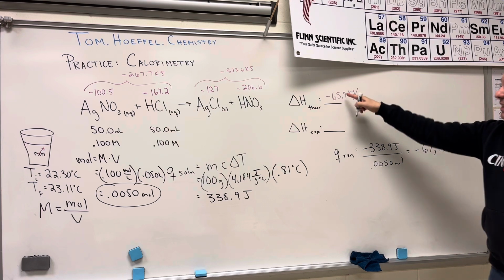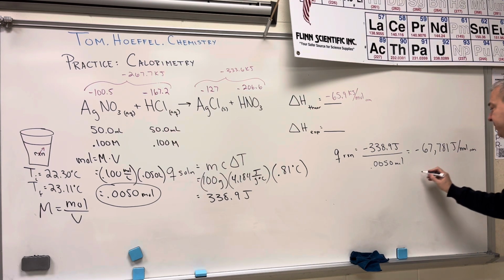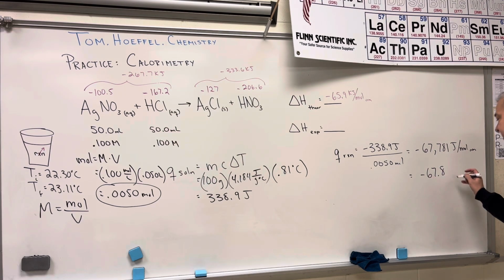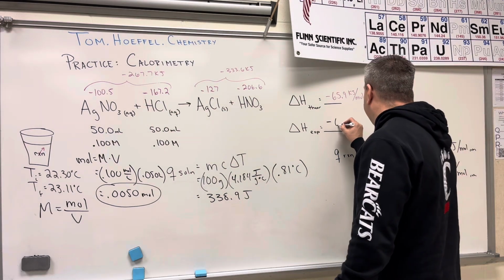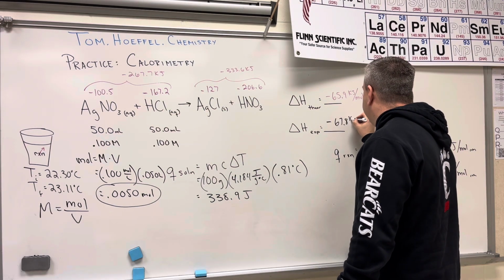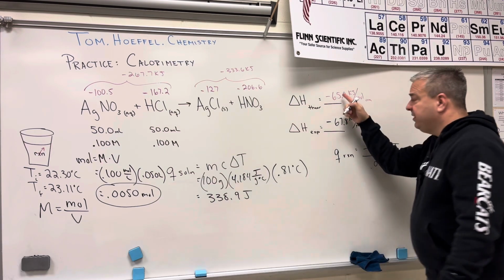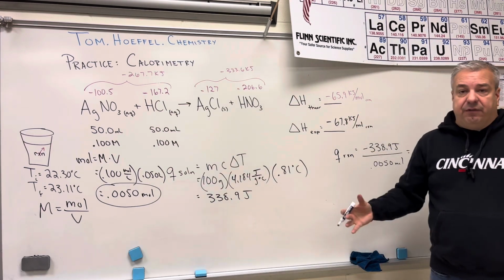Of course, this is in joules, so we have to divide by 1,000 to get kilojoules so that we can compare apples to apples, and that comes out to 3 sig figs. We'll round it to negative 67.8, and that's going to be kilojoules per mole of our chemical reaction. So I'm going to go ahead and put that answer in right here, negative 67.8 kilojoules per mole of chemical reaction. And you can see that these values are fairly close.